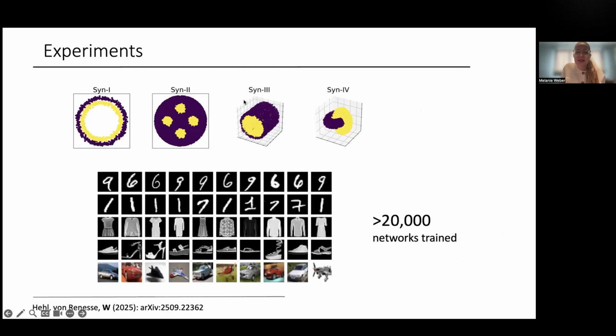And we look at synthetic data that is sampled from some low-dimensional manifolds of interesting geometric structure. And then we also look at some real-world data. Here we use MNIST, Fashion MNIST, and CIFAR. And to preserve this binary classification setting, we always pick two classes at a time. And we trained over 20,000 networks. By analyzing the data that we generated in those experiments, this is what the results that I'm going to talk about are about.